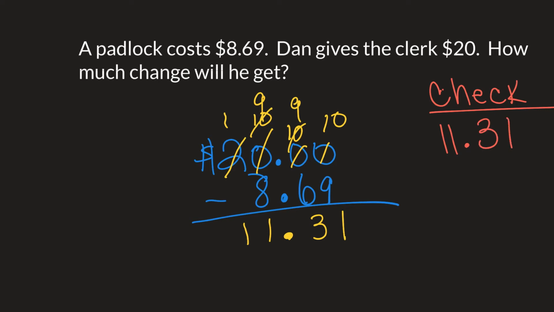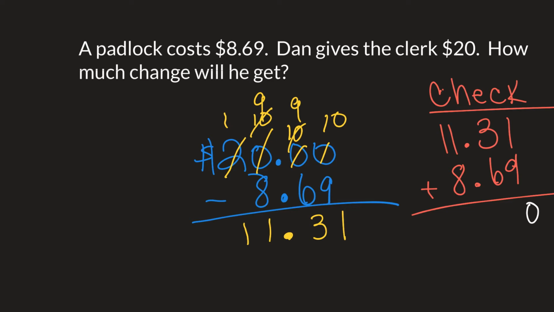So $11.38 plus $8.69. Okay. When we add it up, we should get $20. So 1 plus 9 is 10. Actually, let's change that color. Okay, so 1 plus 9 is 10.